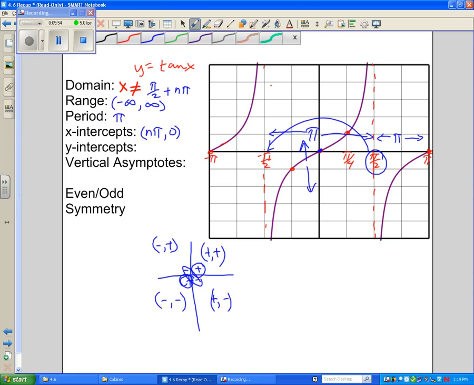Y-intercepts: the tan graph crosses the y-axis at 0, the origin. Vertical asymptotes are the same thing as the domain restriction because you can't cross vertical asymptotes.